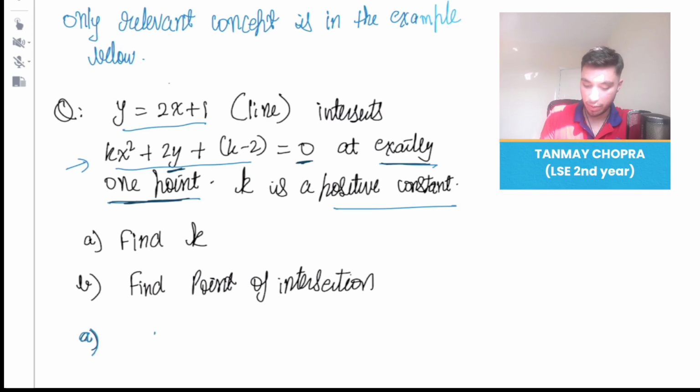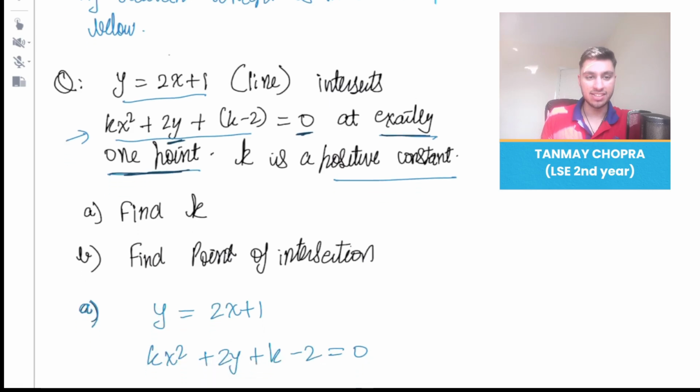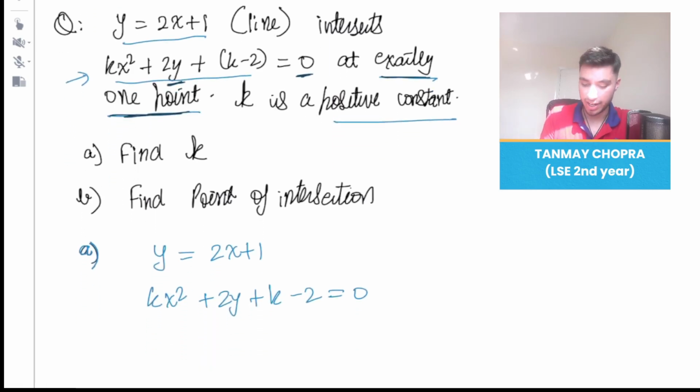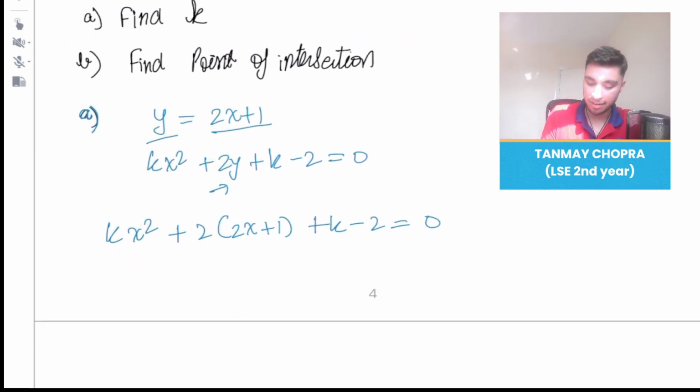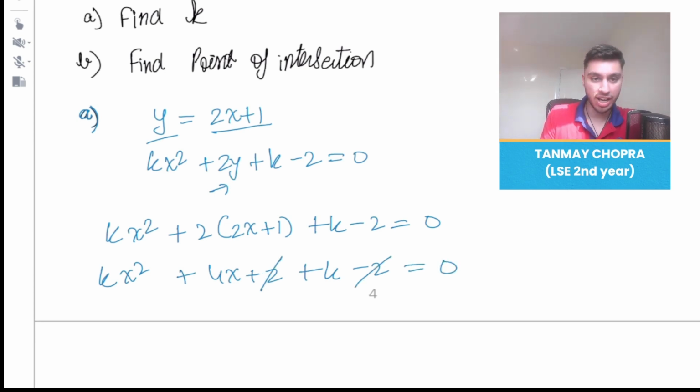So I'm going to get started with the solution. Let's say I'm going to write the equations again for simplicity. y equals 2x plus 1 and kx squared plus 2y plus k minus 2 equals 0. Luckily, I already can substitute because I already have y, which is right here. So I'm going to substitute 2x plus 1 into y. What will I get? I'll get kx squared plus 2 times (2x plus 1) plus k minus 2 equals 0. Now can I simplify it? I absolutely can. I get kx squared plus 4x plus 2 plus k minus 2 equals 0.